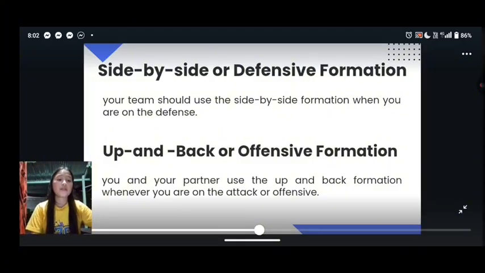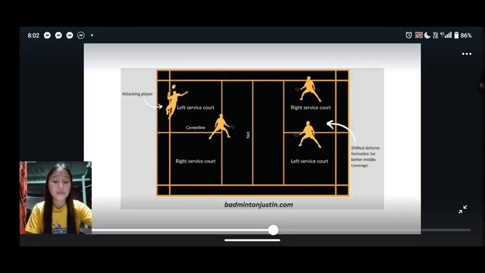Up and back or offensive formation. You and your partner use the up and back formation whenever you are on the attack or offensive. One of you should move near enough to the net to smash or drive any weak or lifted return. The other should take a position diagonally behind the net player and near the imaginary line that divides the midcourt and the backcourt. So, one is diagonally behind the net, then the other is on the imaginary line that divides the midcourt and the backcourt.